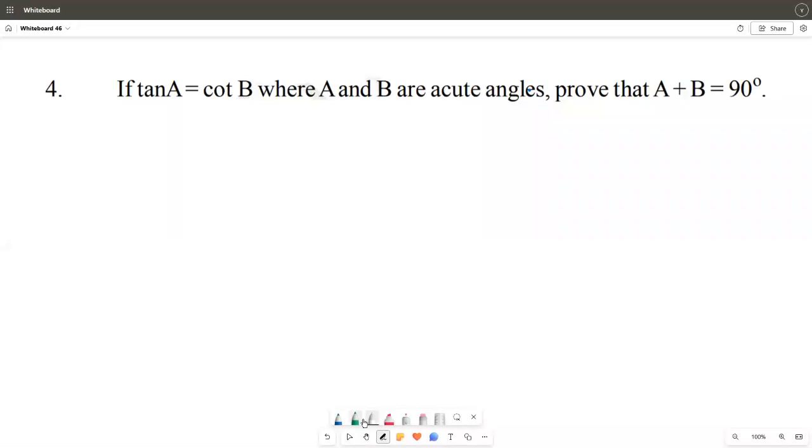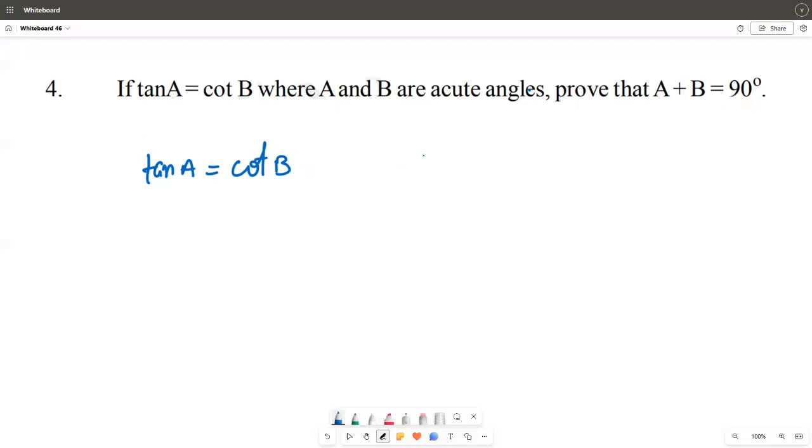Today we have the fourth question of exercise 11.3. It says, if tan A is equal to cot B, where A and B are acute angles, then prove that A plus B is equal to 90 degrees. So they are saying tan A is equal to cot B.